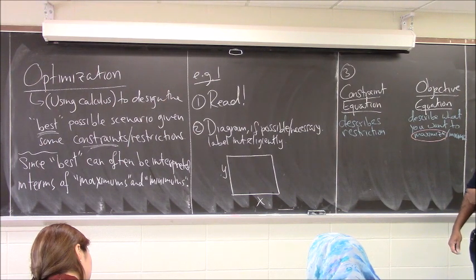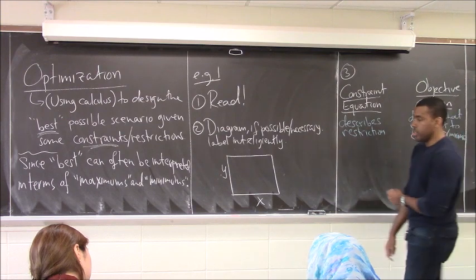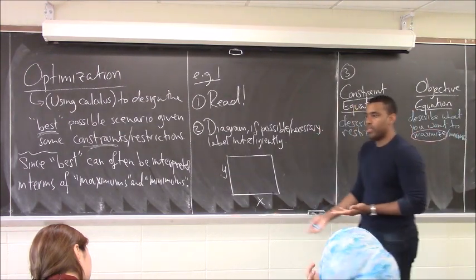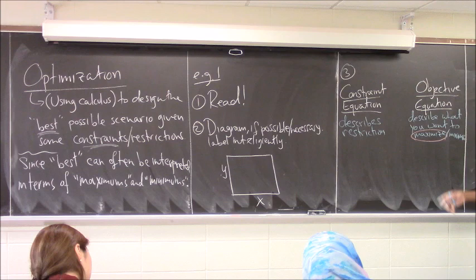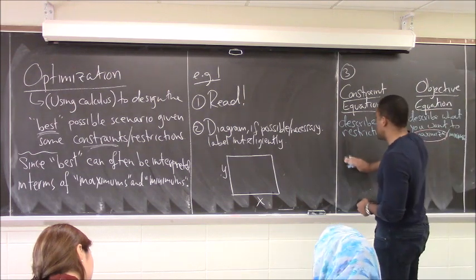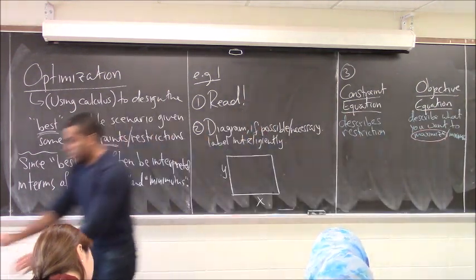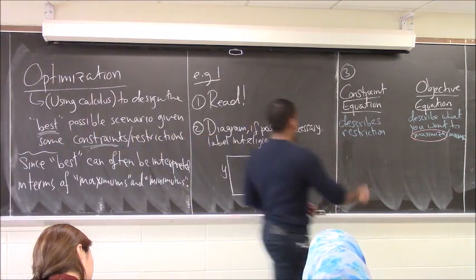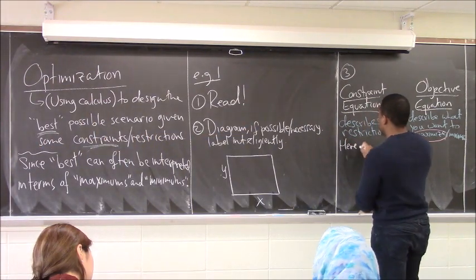Yeah. The perimeter has to be 100 feet. The perimeter of this rectangular enclosure needs to be 100 feet. He has 100 feet of fencing. He doesn't have all the fencing he wants. That's his restriction. So the perimeter in this case is your restriction. So here, that is perimeter.